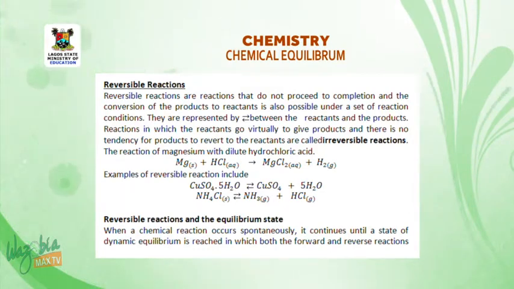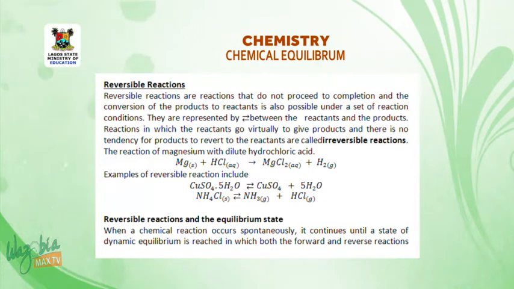Reactions in which the reactants go virtually to give product, and there is no tendency for products to revert to the reactants, are called irreversible reactions. Example: the reaction of magnesium with dilute hydrochloric acid to give magnesium chloride and hydrogen gas.